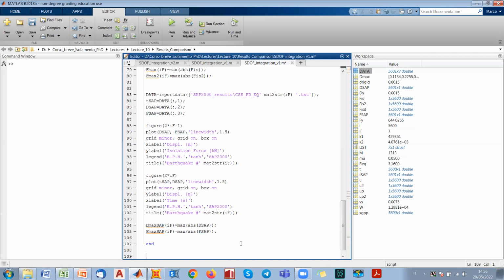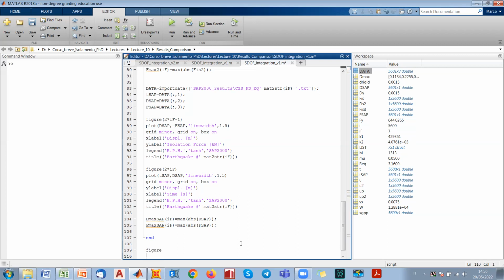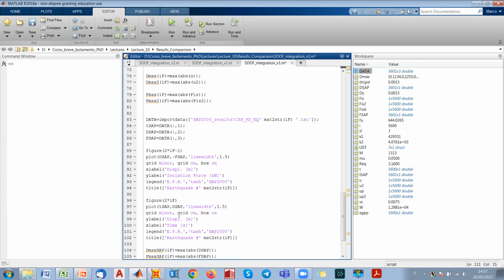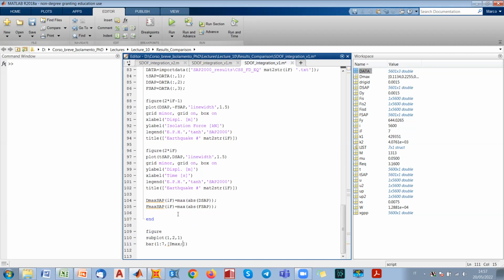So finally, we want a bar plot. Let's check both together in a single figure. So we do a subplot, 1 row and 2 columns. In the first, we will consider the bar plot among the earthquakes, and we will consider the total set of the displacement. So the maximum 1, right? No, just the max. Then the max 2 and the max SAP. Okay, and that's it.